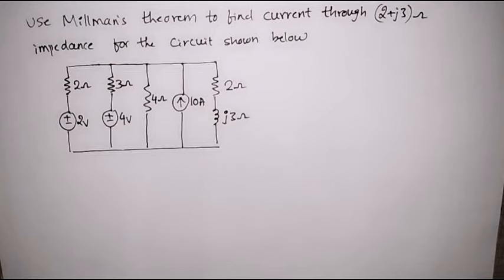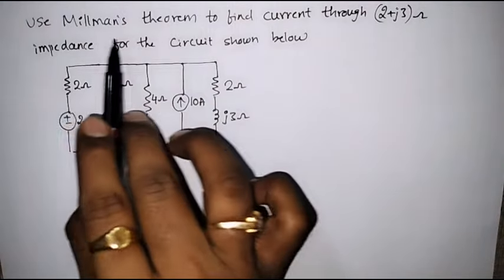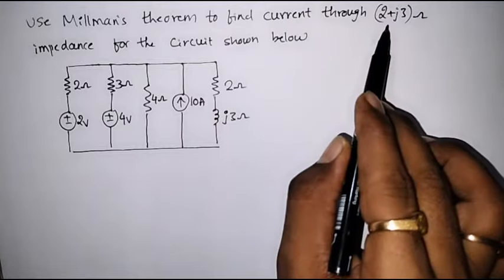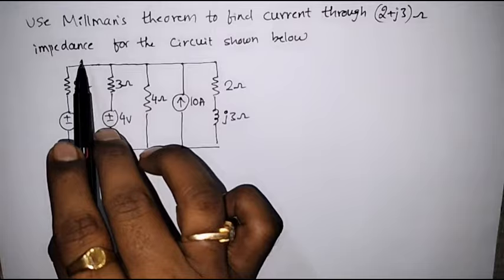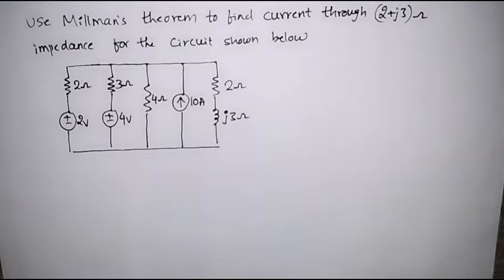Let's take one example on Millman's theorem. Use Millman's theorem to find current through 2 plus J3 ohm impedance for the circuit shown below.